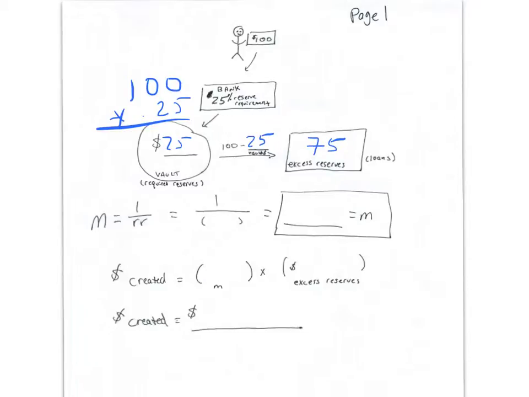Now, the bank is going to want to loan out as much of that excess reserves as possible, hopefully all $75, because that's how the bank actually makes money.